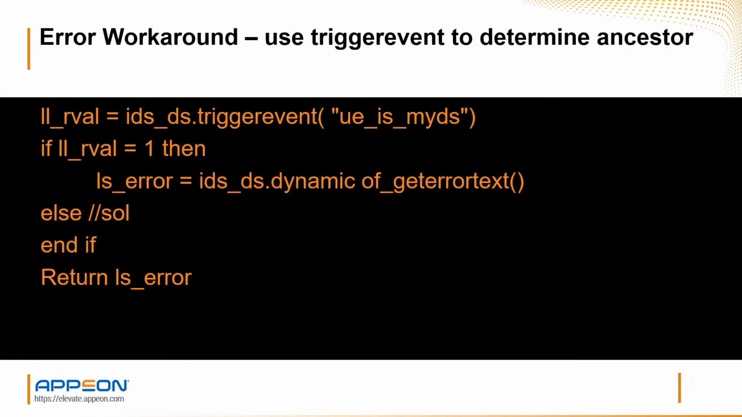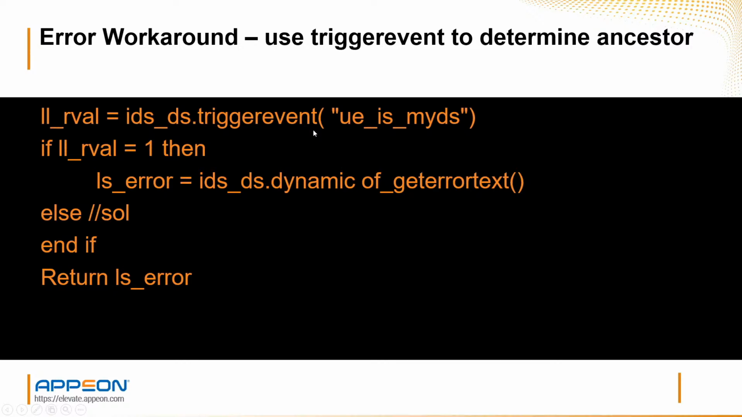So if you're going to use a trigger event to determine whether or not an ancestor is a specific type, what you would do in that case is create an event that doesn't really do anything other than exist. The idea is if you trigger an event and the event exists, it's going to return a 1. If the event does not exist, it returns 0. So you do have to trigger it using a string rather than calling it directly.